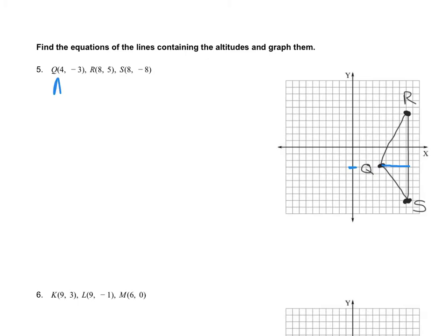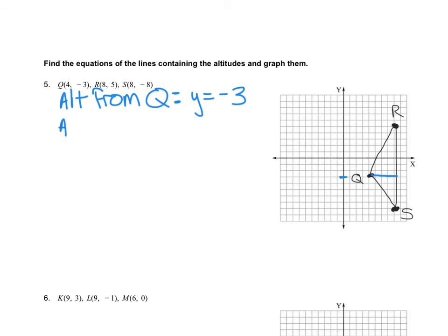So be aware, as we have always talked about with precision, we want to label our work. So the altitude from Q has the equation y equals -3. The next altitude that we want to find is the altitude from R.